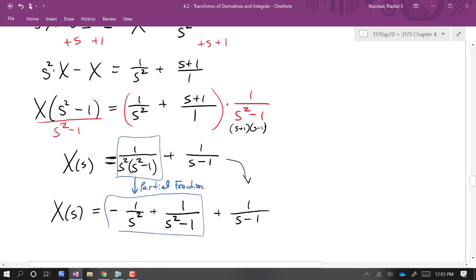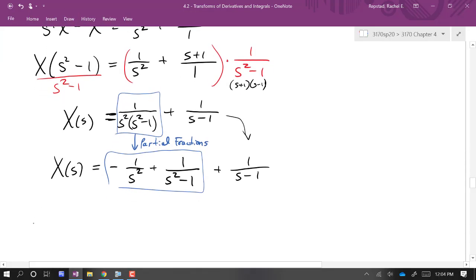Now you might notice that I didn't factor the s squared minus 1. I could have done this by taking the second fraction, the 1 over s squared minus 1, and breaking that up as an s minus 1 and an s plus 1 and getting two other fractions there. I don't have to do that though, because remember, I'm trying to get this to a point where I can just find the inverse transform. And 1 over s squared minus 1 is in our table.